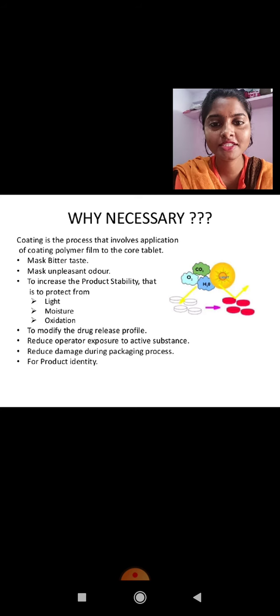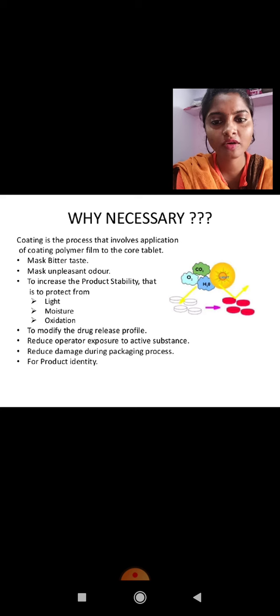Also, to increase the product stability from light, moisture and oxidation. The coating material protects the tablet from all these factors. The coating material interacts with the light, moisture and oxidation, so it protects the inner core of the tablet.